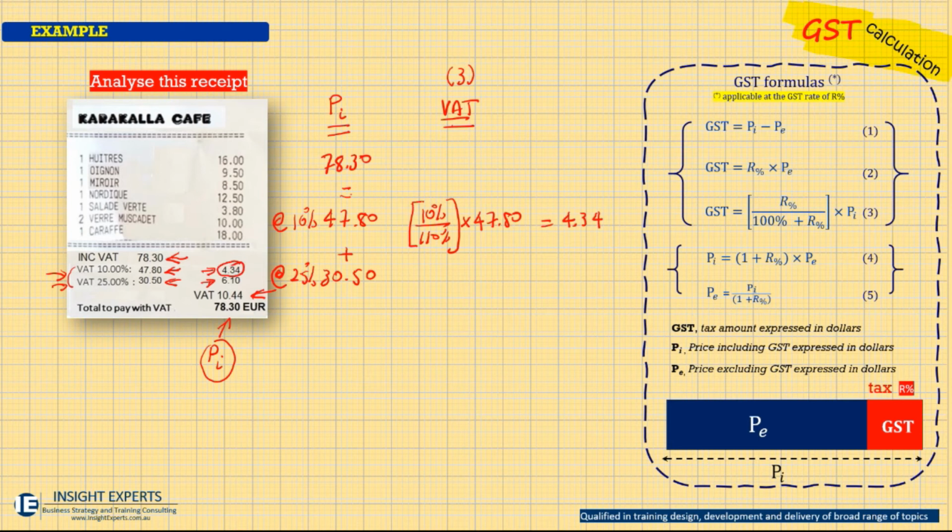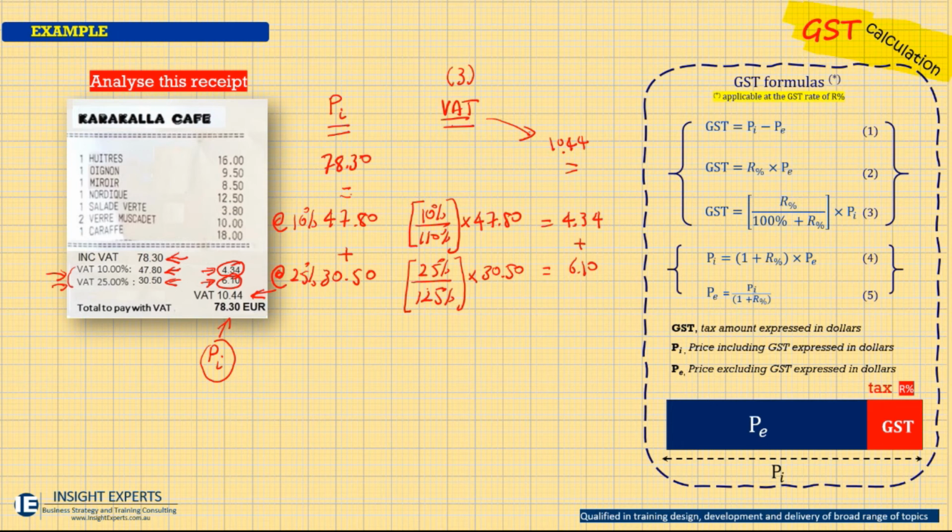In the same way, we do it for the remaining amount, which is taxable at the rate of 25% over 125% times 30.50, and that equals 6.10, and that is the second VAT amount. And of course, if we add the two together, we get 10.44, which is the VAT amount.